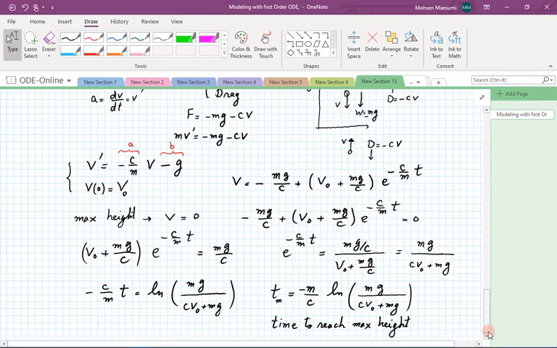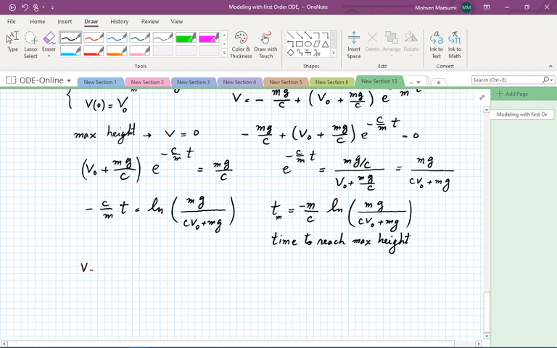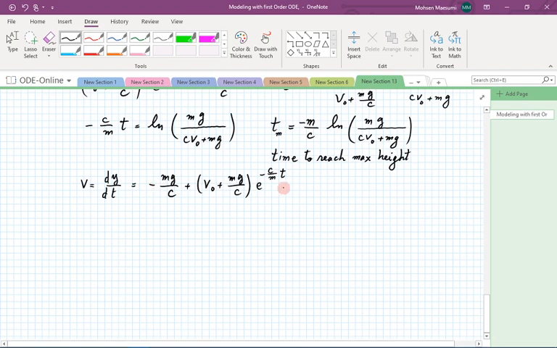Of course, velocity is the derivative of position. So you have the derivative, let me write this thing again: minus mg over c plus v0 plus mg over c, exponential of minus c over m times t. So what's the position? Position is the antiderivative of this. So I write y is equal to the integral of all of this, minus mg over c plus v0 plus mg over c, exponential of minus c over m t, whole thing dt.